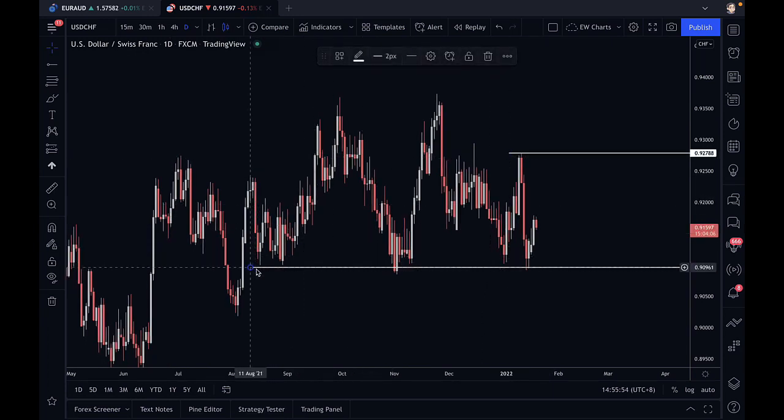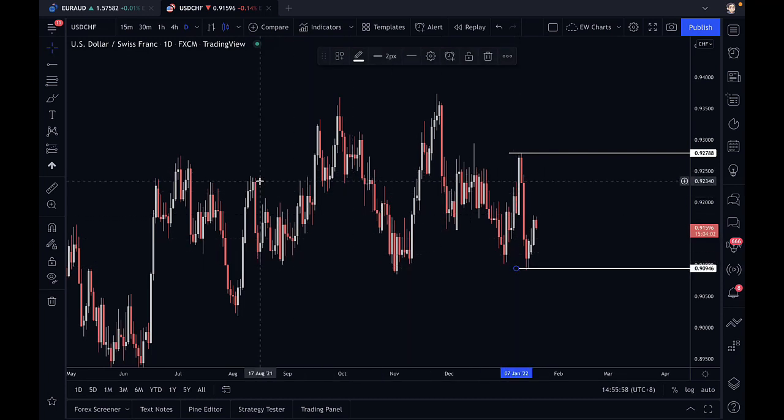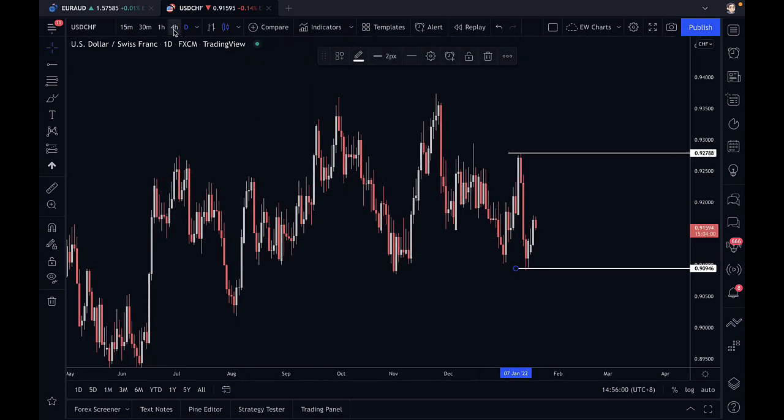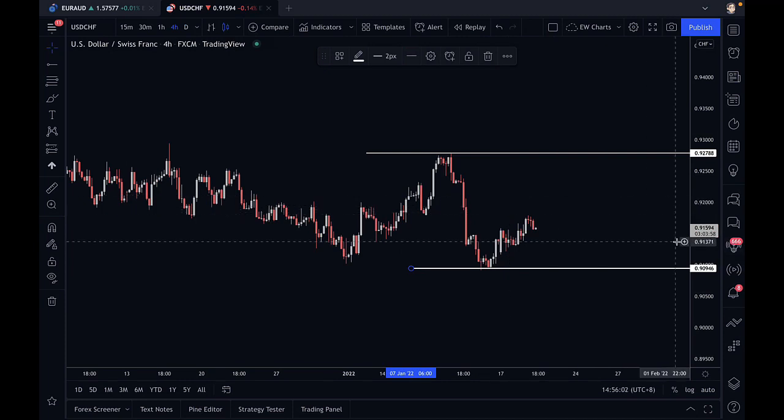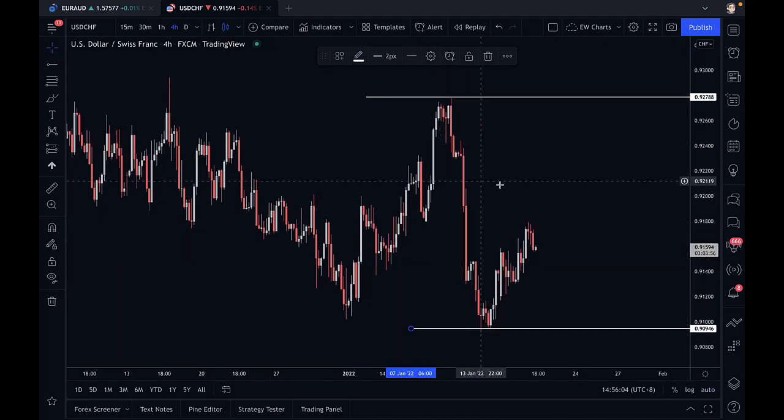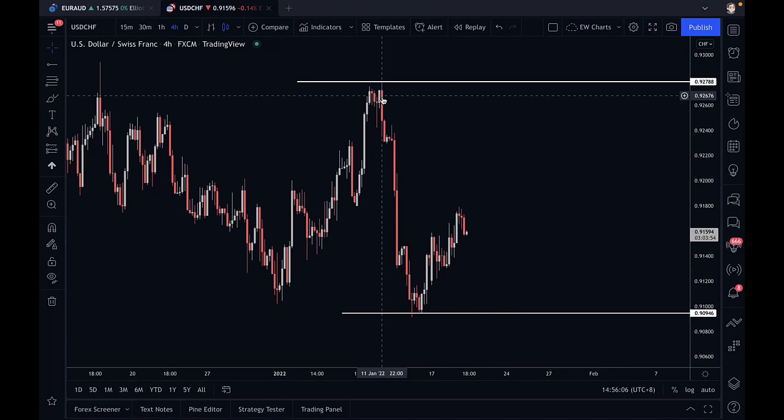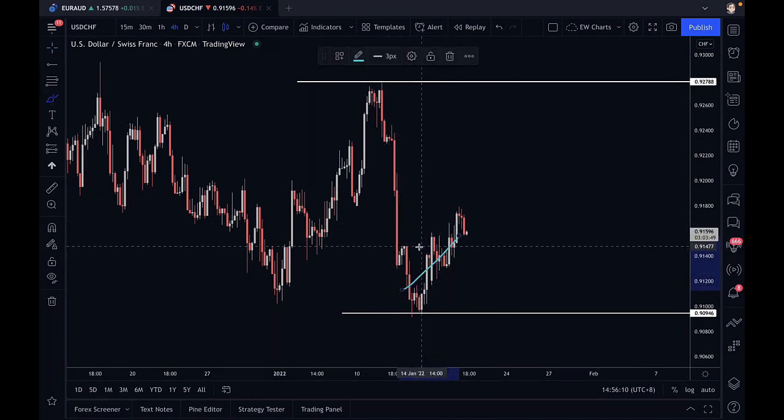So as of the daily time frame, dollar Swiss franc tells us that we do not really have a very clear-cut direction that we want to focus on. Going down to the 4-hour time frame, we do see an impulse push lately, and after that the market started to retrace, but this retracement seems to be a little bit more on the corrective side of things.